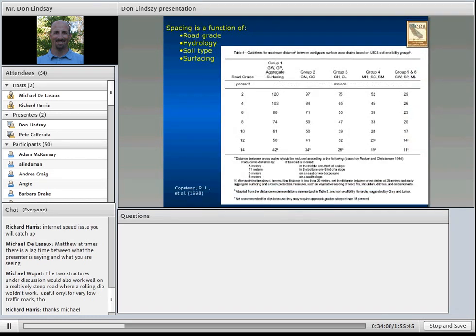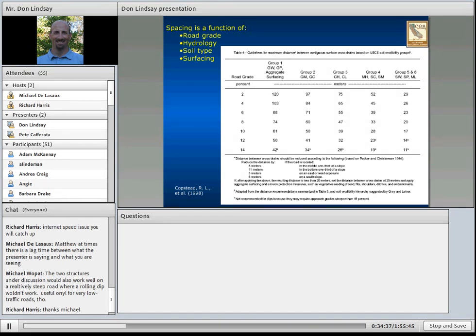As I mentioned, the spacing is a function of road grade, hydrology, soil type, and surfacing. This diagram by Copstead et al. is perfect for showing this relationship. On the left column, you have the percent road grade. The columns to the right are grouped by soil type, with non-erosive gravels and surfacing aggregate in group 1, highly erosive sands and silts in groups 5 and 6, and clays in the middle in group 3.